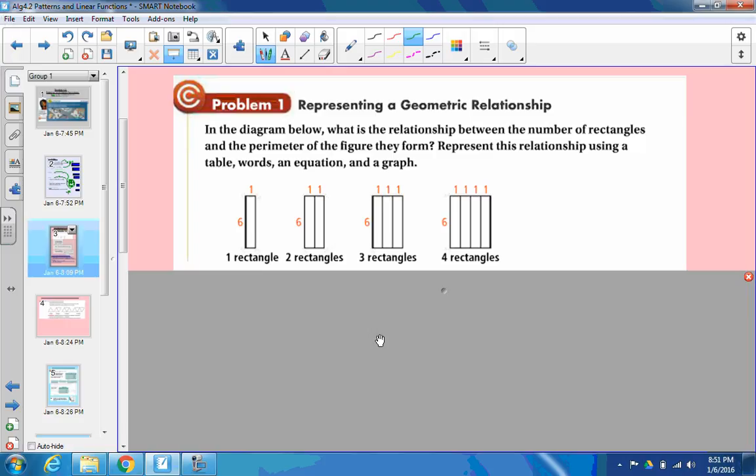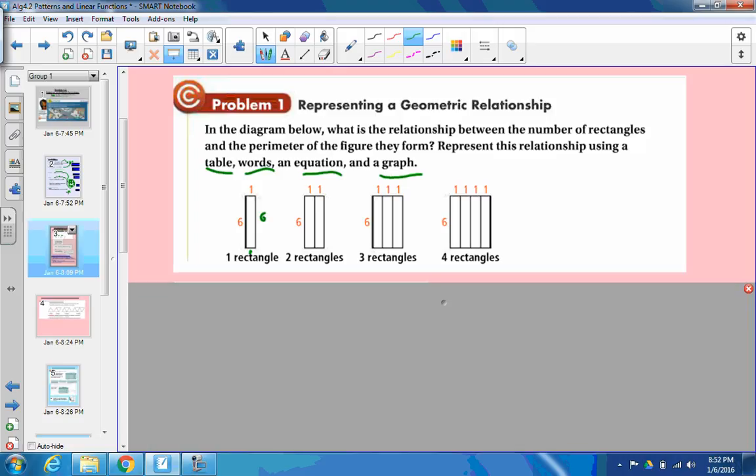So remember, perimeter is your outside, how much is on the outside that goes around it. So let's represent this using a table, words, equation, and graph. We're going to do all four of those. If you look at it, this side would be 6 as well, and this side would be 1. So that's one rectangle, and the perimeter looks to be 12, 13, 14.